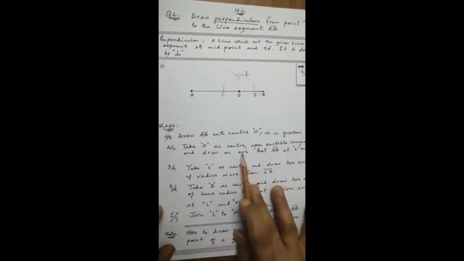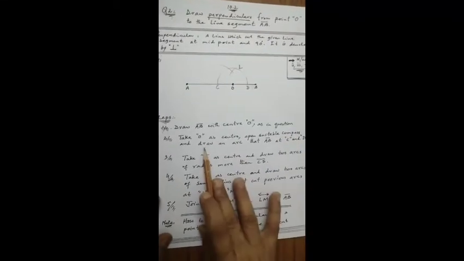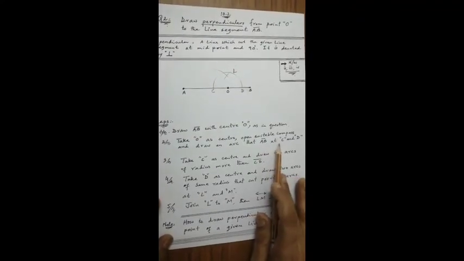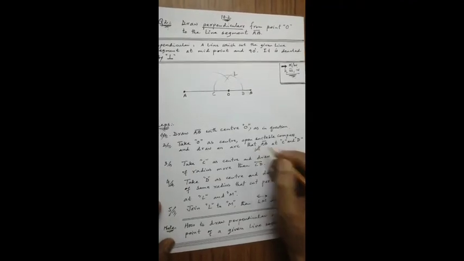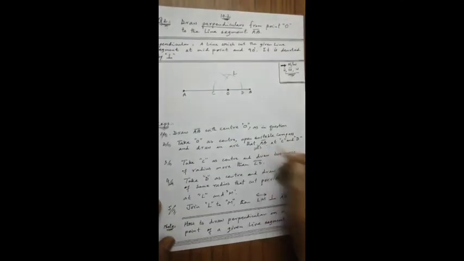Now first of all, take O as center, open a suitable compass and draw an arc that cuts the AB line at points C and D. That cuts the AB line segment at points C and D.